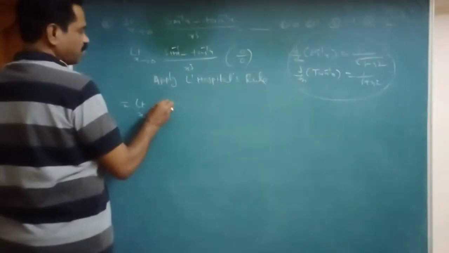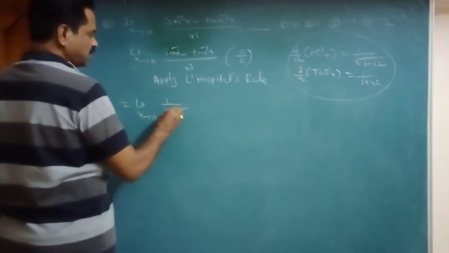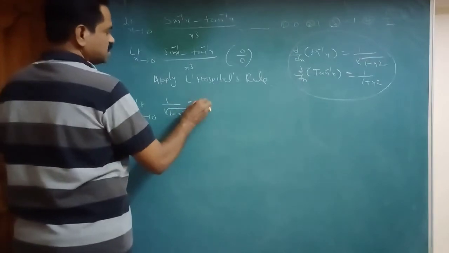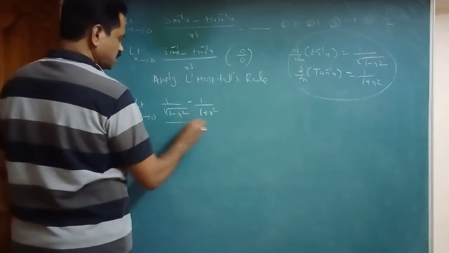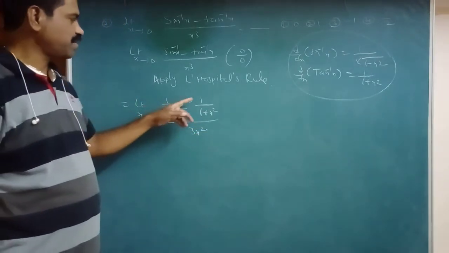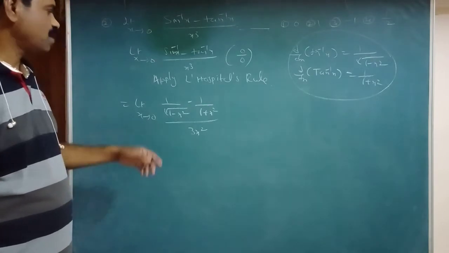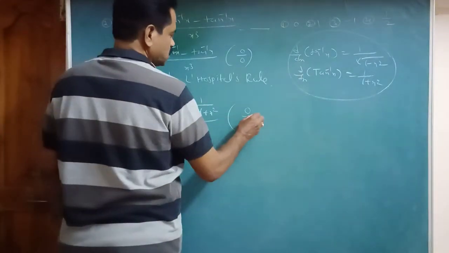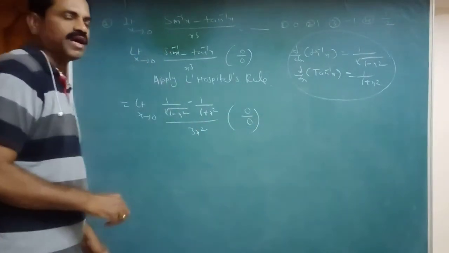That is 1 by under root 1 minus x square, and this is 1 by 1 plus x square, divided by x cube. Differentiation gives 3x square. Again, x equal to 0 substitute here: 1 minus 1, numerator is 0, denominator is 0, again 0 by 0, so again apply the L'Hospital rule.